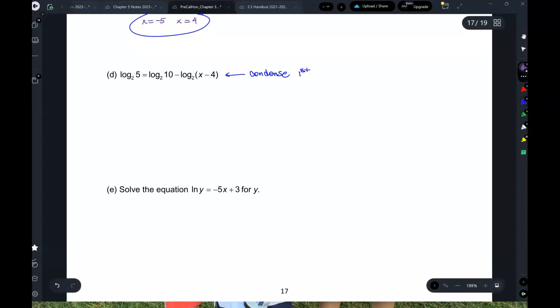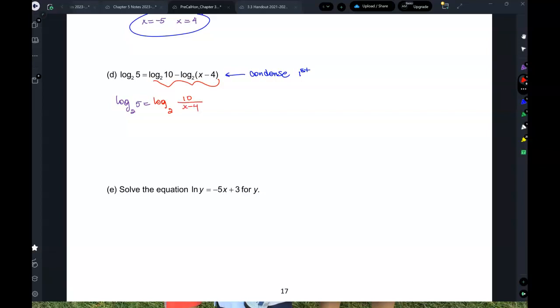So log base 2 of 5 is equal to, here, this will be log base 2, 10 over x minus 4, correct. And now we can solve them because we can set them equal to each other. So 5 is... And if I cross multiply, 5x minus 20 equals 10, and it looks like 5x is 30, and x is 6.